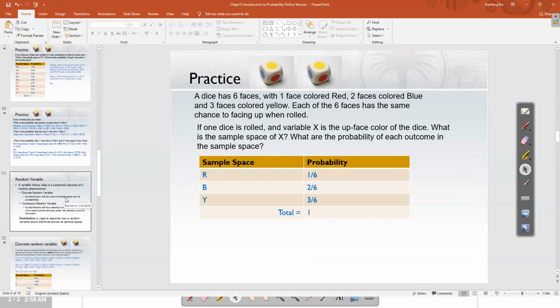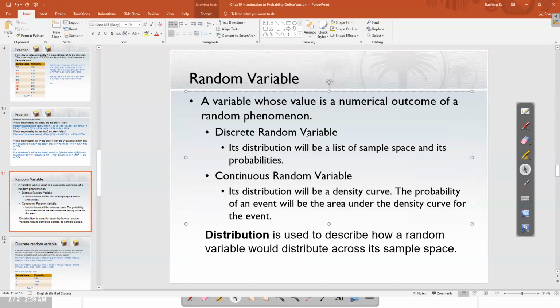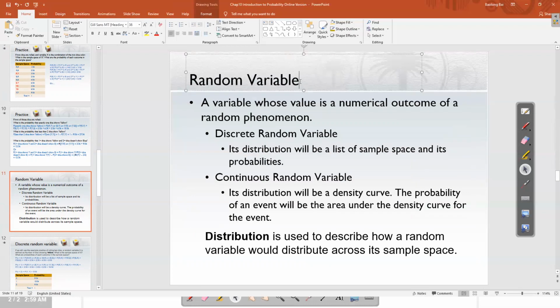Right? So that's probability rules. It needs some practice to get used to it, so please spend some time on that. And now we have a new concept called a random variable.